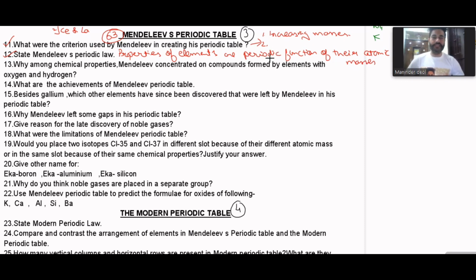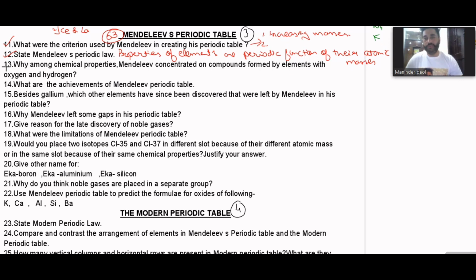Periodic function means after a certain period, okay, there are groups and there are periods, so after a certain period, the properties of the elements will start repeating. That is known as periodic function. And as the elements are arranged in increasing order of atomic mass, after certain atomic masses, their properties will start repeating. So that is periodic function of their atomic masses.